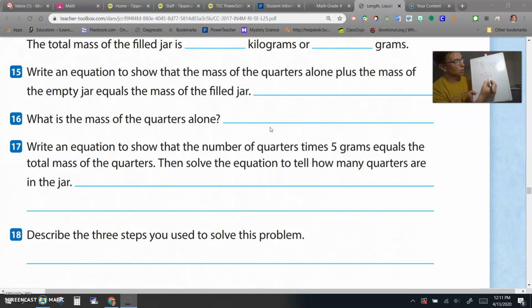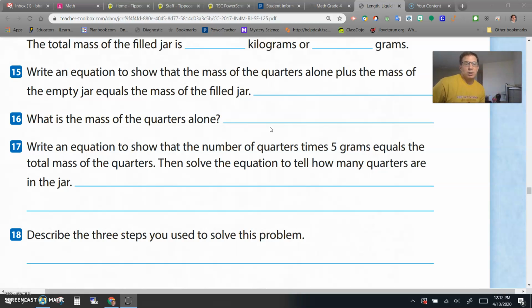5 will not go into 1. It will go into 11 2 times. So put that 2 over the second one. 2 times 5 is 10. Subtract. 11 minus 10 is 1. Bring down that 0, I get 10. 5 will go into 10 2 times. The 2 above that first 0 there. 2 times 5 is 10. 0. Bring down 0. 5 will not go into 0. So you get 220 when you solve it. Not grams, 220 quarters. There are 220 quarters in the jar.